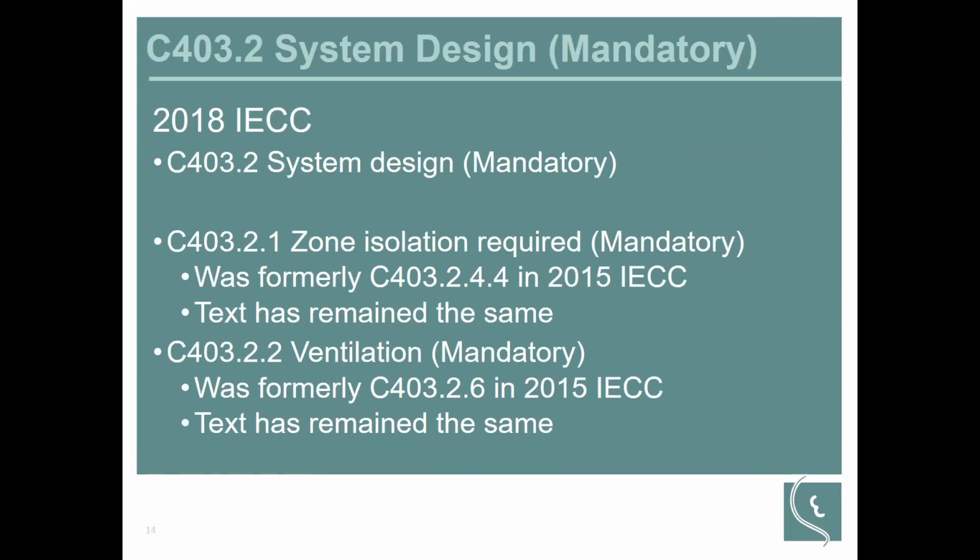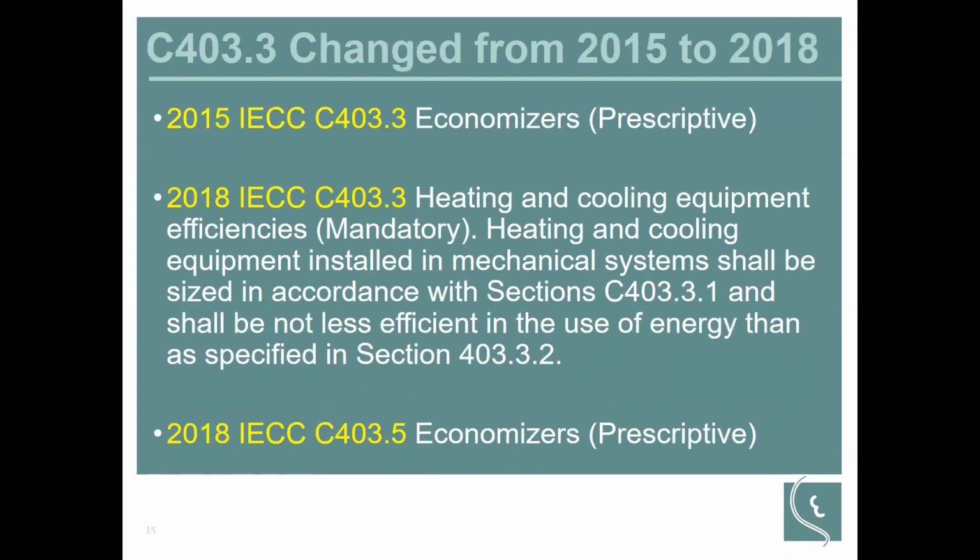The C403.2, the system design, has got 2 sections under it, C403.2.1 and C403.2.2, zone isolation required. It was formerly C403.2.4.4, which is buried further deeper in the code. And the text has remained the same. It's just they're trying to, it makes sense to move some of these sections around. So the text has not changed, but they've just relocated certain sections of the code. And similarly with the ventilation portion, they put it under C403.2. So no real changes other than where certain sections are located in the code.